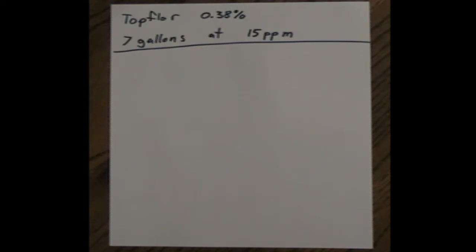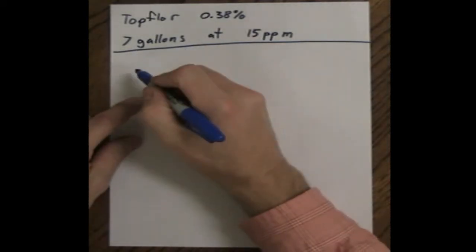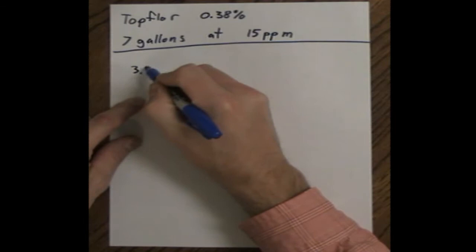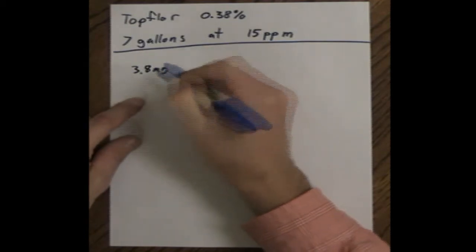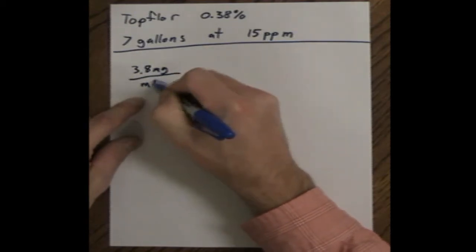In this example, we're going to use Top Floor, which is a 0.38% solution. And I want to mix up 7 gallons at 15 parts per million. And you know from our PowerPoint presentation that if we have a 0.38% solution, that's the same, using our conversion factors, of 3.8 milligrams per milliliter.